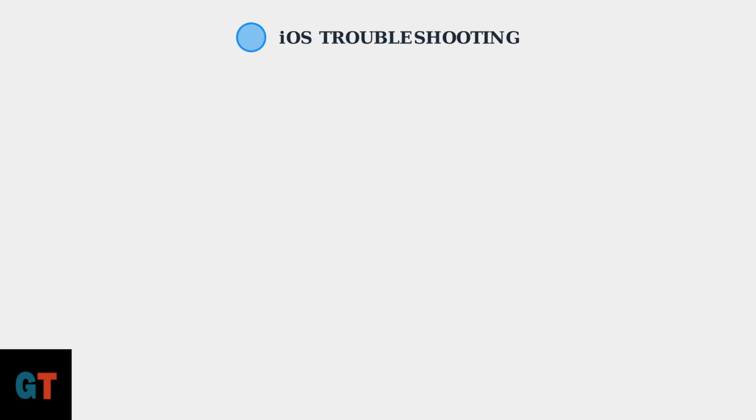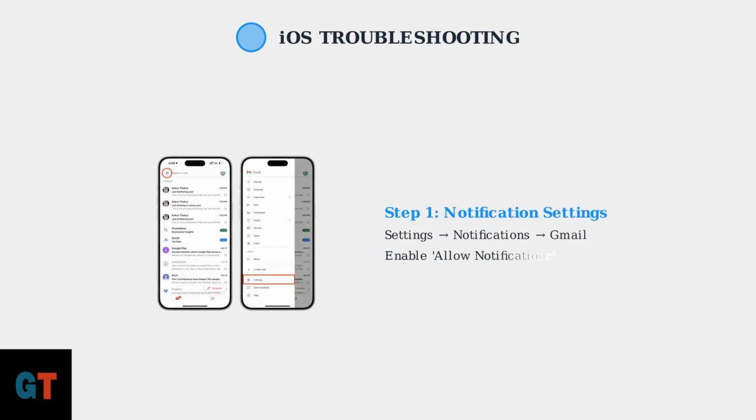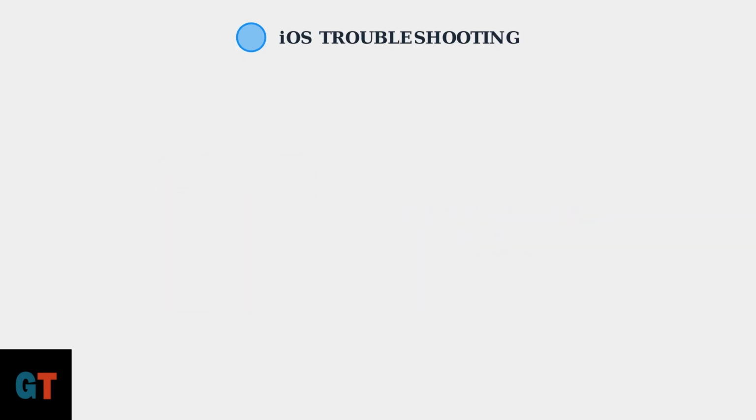For iPhone users, the troubleshooting process is different but equally systematic. iOS has its own set of notification controls that need to be configured properly. Start by checking notification settings. Go to Settings, then Notifications, then Gmail. Make sure Allow Notifications is turned on and configure your preferred alert style and notification grouping.